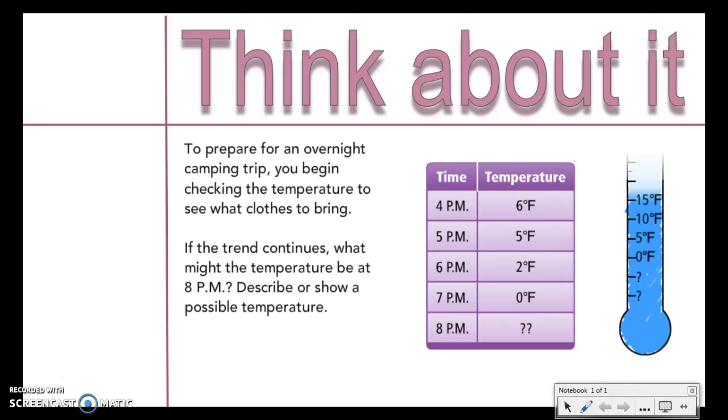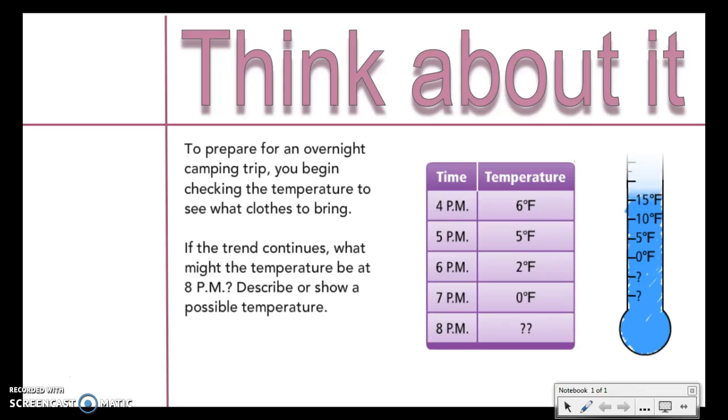To prepare for an overnight camping trip, you begin checking the temperatures to see what clothes to bring. If the trend continued, what might the temperature be at 8 p.m.? Describe or show a possible temperature. So on the purple chart over here on the side, you have different time periods and the temperature it was at that specific time. So at 4 o'clock p.m., the temperature was 6 degrees Fahrenheit.